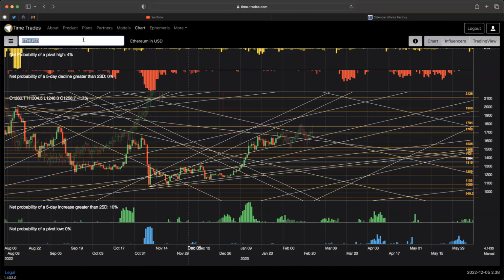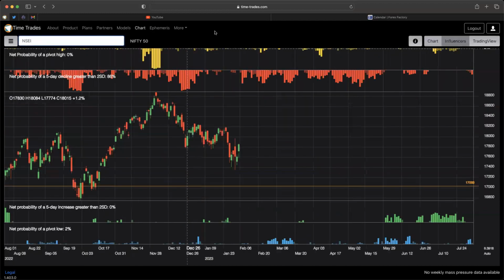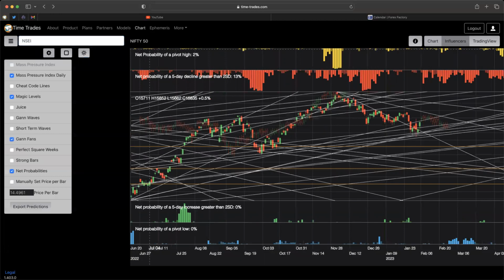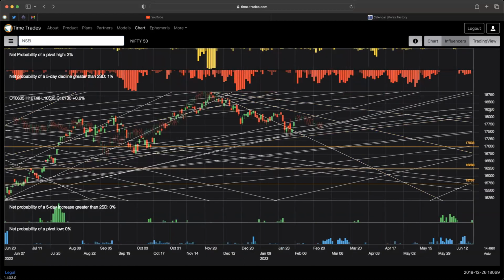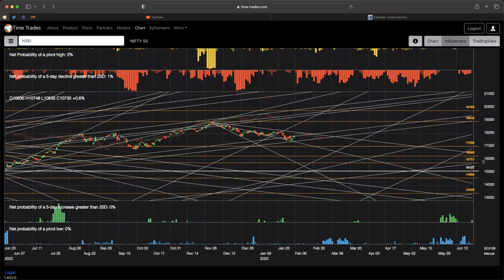Okay, now let's close the call with a quick look at the Nifty. Now, the Nifty has been having a real tough go of it lately with the Adani news, and you can see that turned into an extremely red week during a period that time trades did not expect a lot of down pressure. So what do we see happening next on the Nifty? Well, let's turn on Gann fans here as well, and we can take a look at what's going on structure-wise.